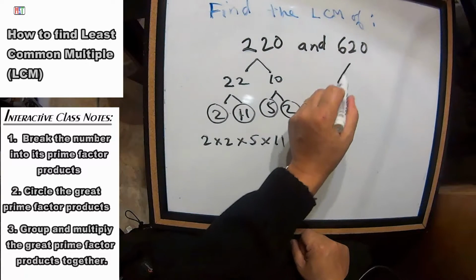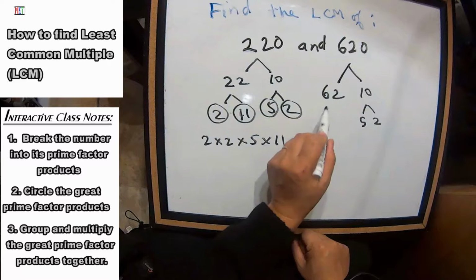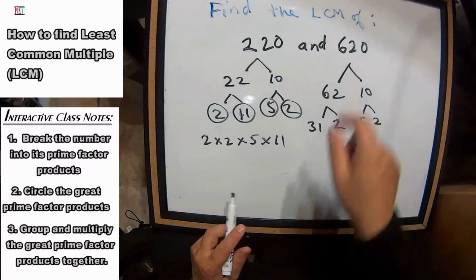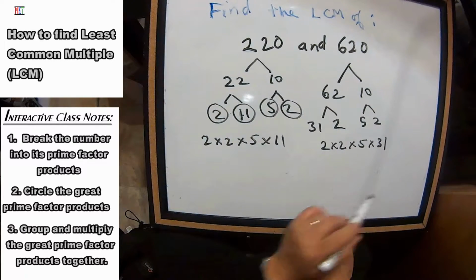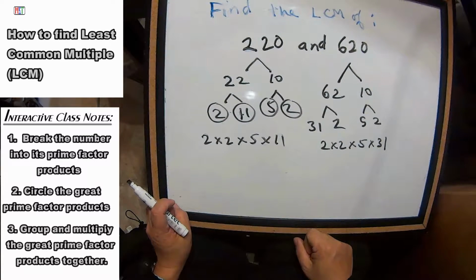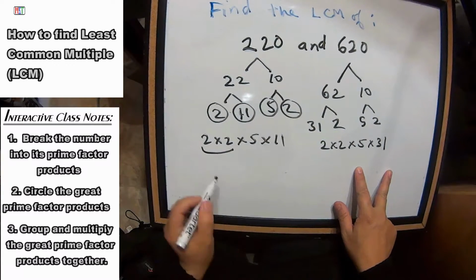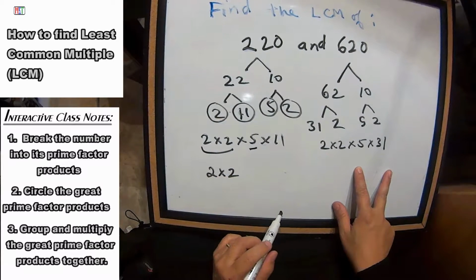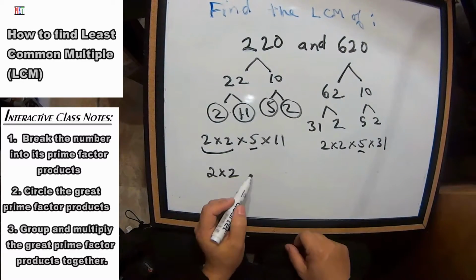Now for 620, the prime factors are 2 times 2 times 5 times 31. So the next step is to find the greatest prime factor products in these 2 numbers. And if you look here, 2 times 2 is a greatest prime factor product. Then 5 is also that as well, because you notice here we have single 5s.